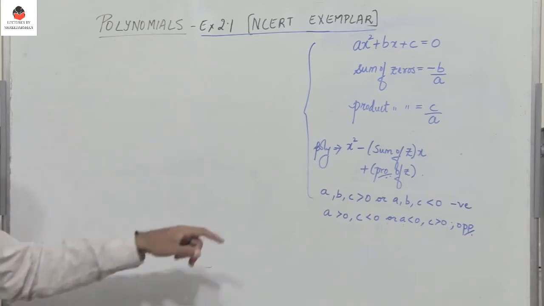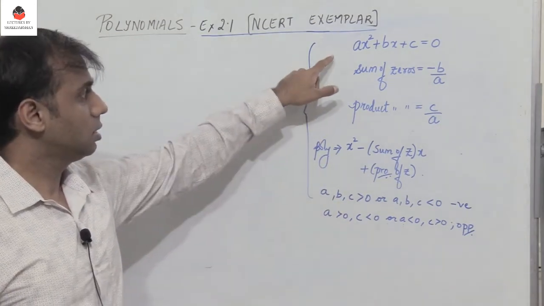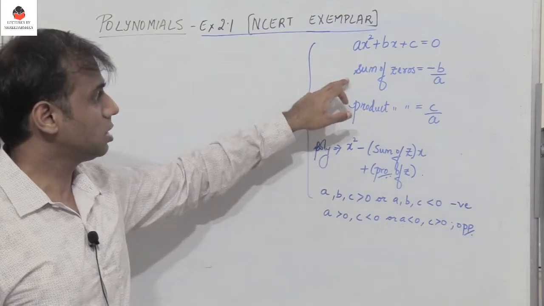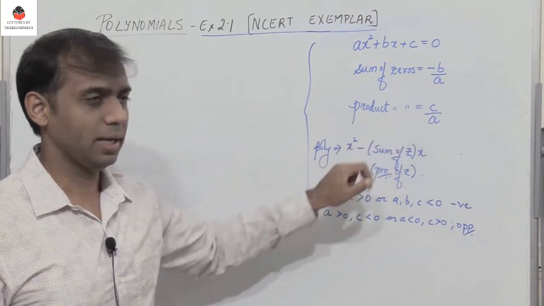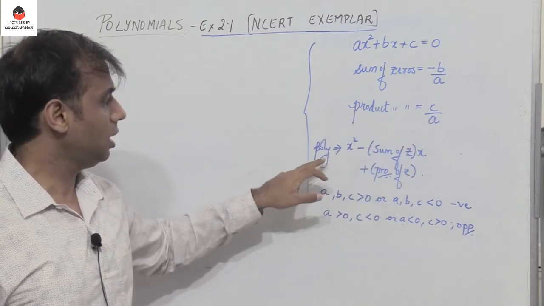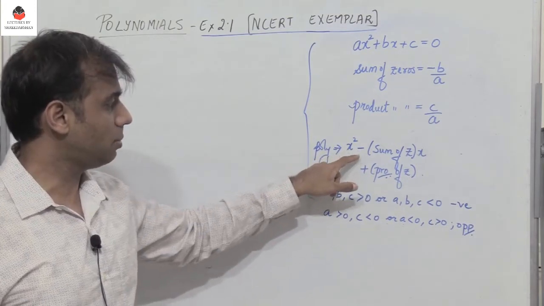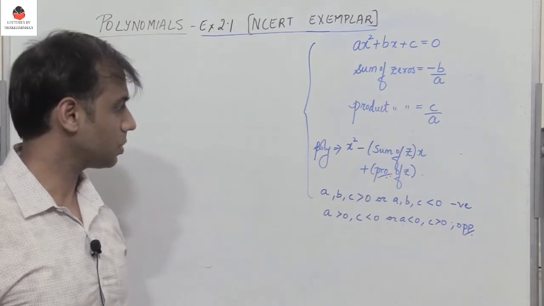I've listed out some of the important formulas which you may need. For ax squared plus bx plus c equal to 0, the sum of zeros is minus b by a, and the product of zeros equals c by a. And then the required polynomial is given by x squared minus sum of zeros into x plus product of zeros.